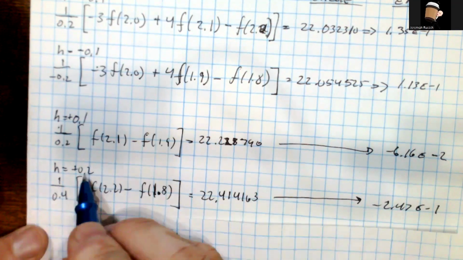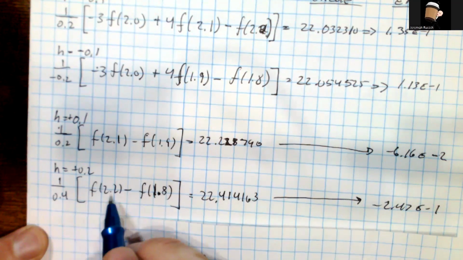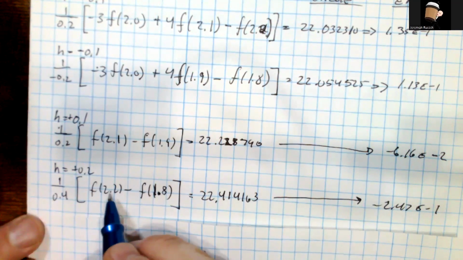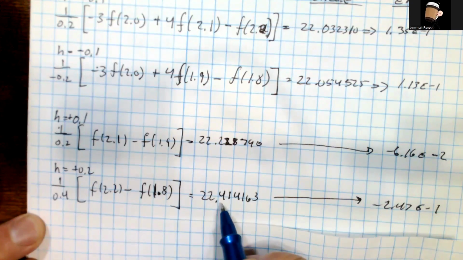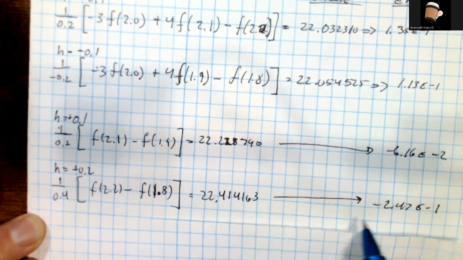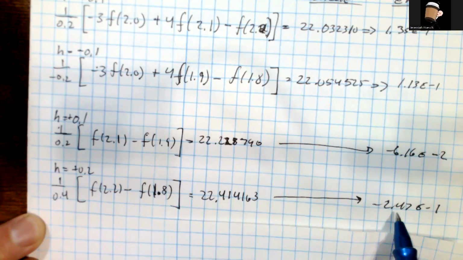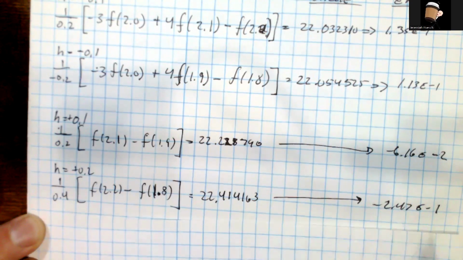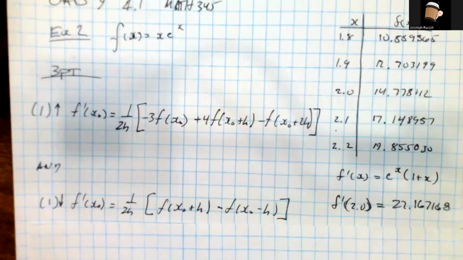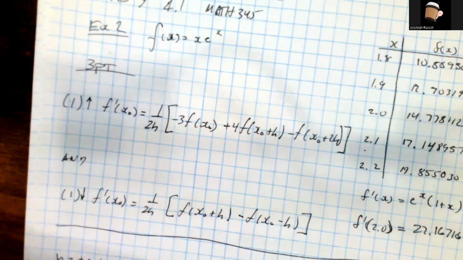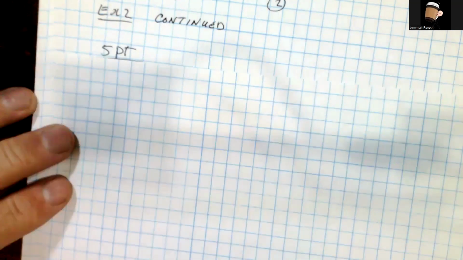So if we go to h equal to 0.2, we get the endpoints of the interval. Our actual values of the endpoints here are 2.2 and 1.8. We get the value 22.414163. And so that gives us about a 25% error. So that's the largest error that we see so far. Okay, so now these are the 3-point methods. So you can see the 3-point methods are not as accurate as we might hope. So let's see how the 5-point process does.